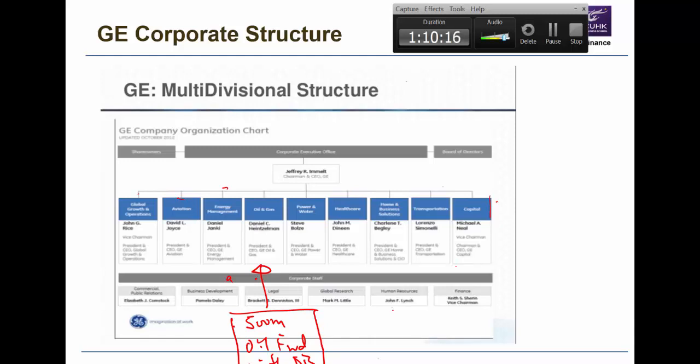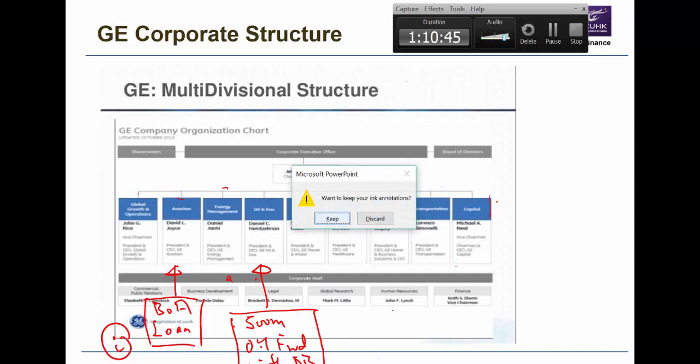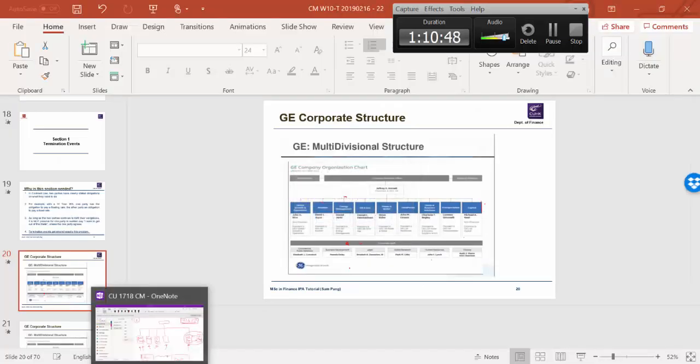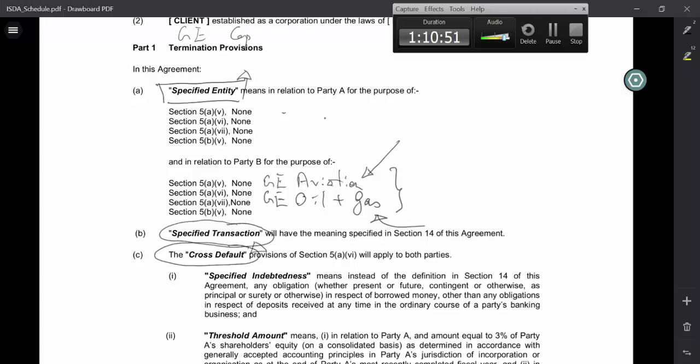or it could be that aviation has a loan with BOA, a bank loan, and you are worried that something will happen with this loan. Not that the company might not be okay, but something bad is going to happen to this loan. So you want to put that transaction down in the schedule. So you really would put down here, specified transaction, any transaction that is making you nervous. You put them down there.